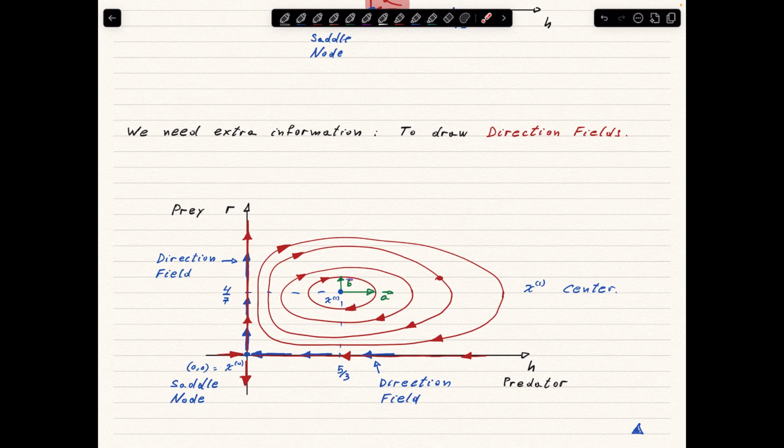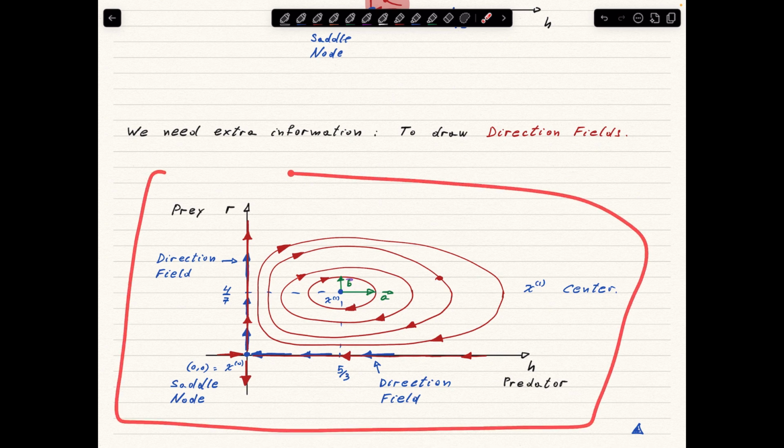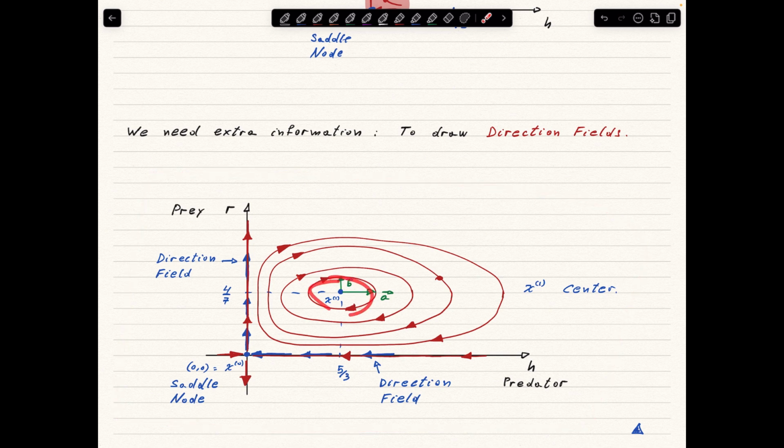Again, we need more information to extrapolate the behavior of the solution here and here to the rest of the phase space. But with direction fields and further study, a good guess is that the behavior of the solution is going to be what we draw here. Nothing else is going on. So we have a center here, and you can draw the direction field on the axis. This is easy to do.